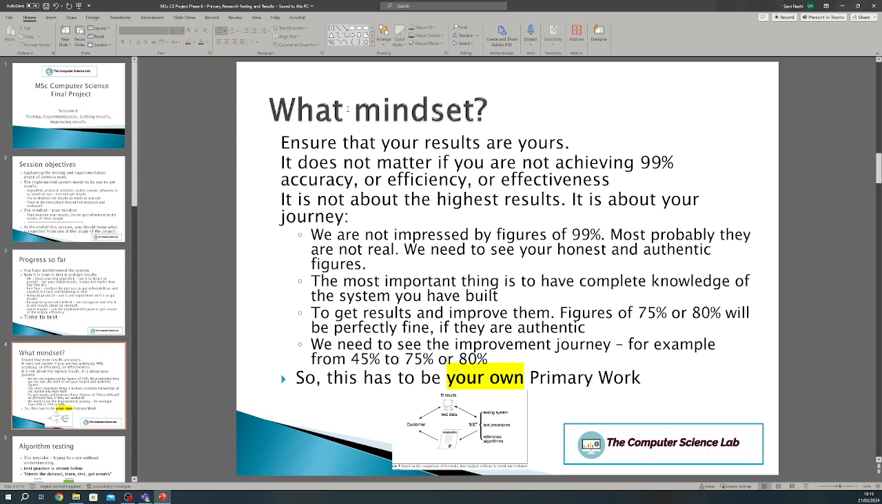Doesn't matter. Even with 80%, you can get excellent grades if your results are authentic and you know what you have done. And we are more interested in the journey that you have gone through, the improvement journey. For example, from the beginning you got something like 45% efficiency, accuracy, or whatever the results came up with, and then you improved them.